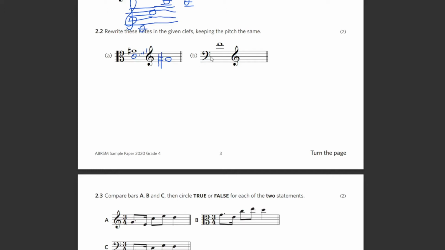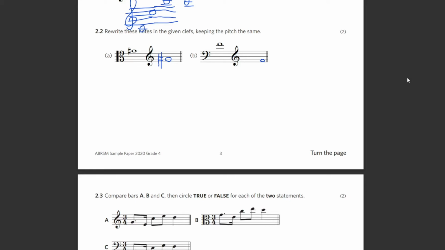Now let's take a look at B. For this note, this is bass clef. So let's use middle C in bass clef as a reference. So this is C, then this is D, this is E, and this is F. So this is middle C, then D, E, F. So this is the note that we are looking at, F. All right, so we are done with section 2.2.